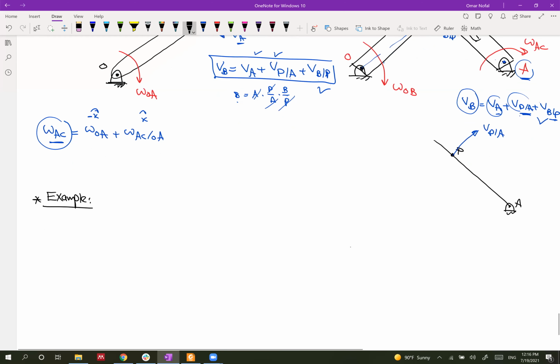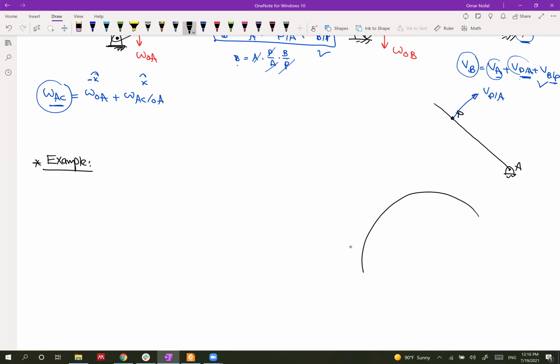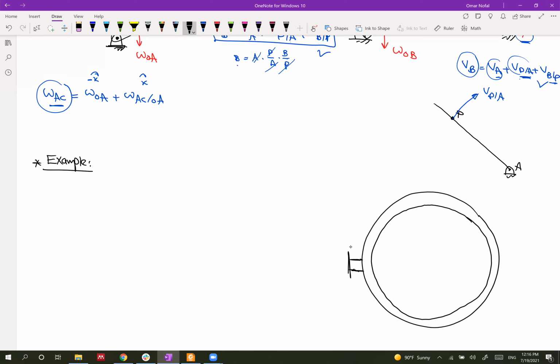So for this example, we have a ring like this. And this ring is attached here to a fixed location, middle, and there is a bar that is pinned here. And there is a double collar at this location.